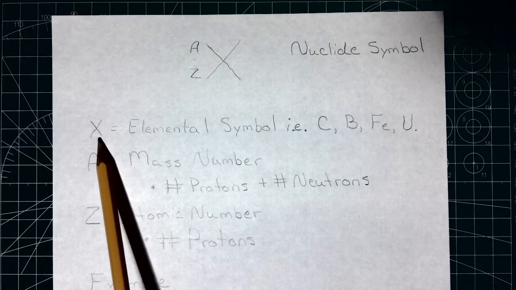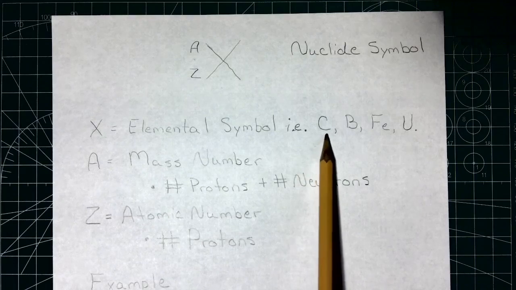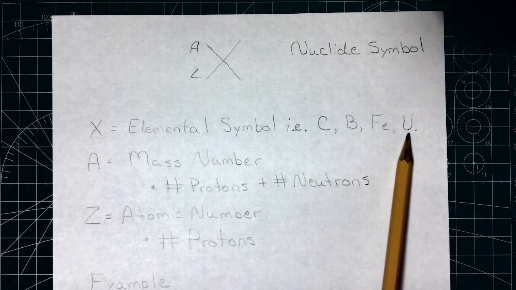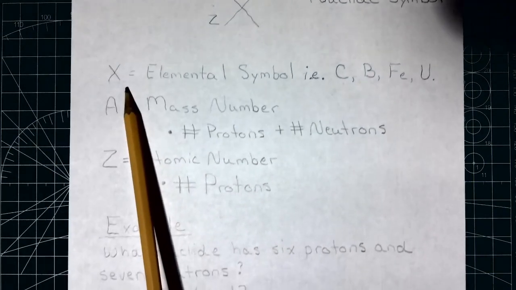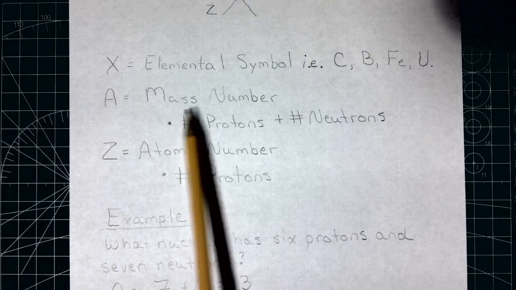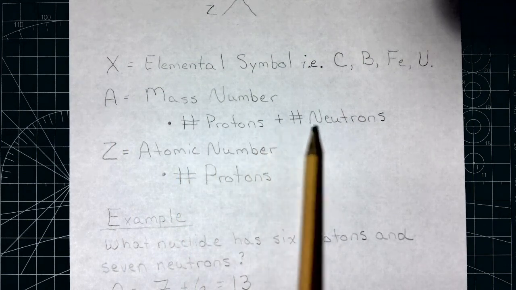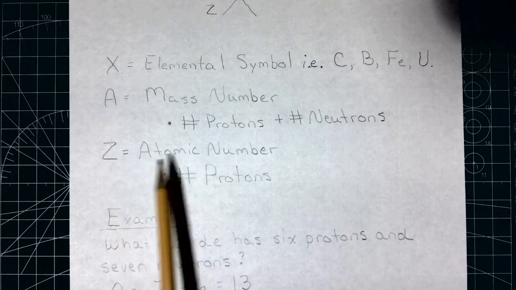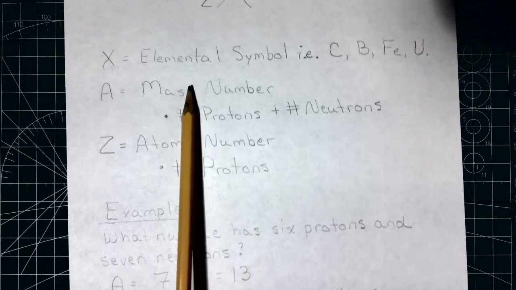So, in this notation, the capital X is the elemental symbol. This is like a big C for carbon, B for boron, Fe for iron, or a big U for uranium, for instance. A is going to be our mass number, and as we've seen, this is going to be the number of protons plus the number of neutrons. And Z is going to be our atomic number, or the number of protons.